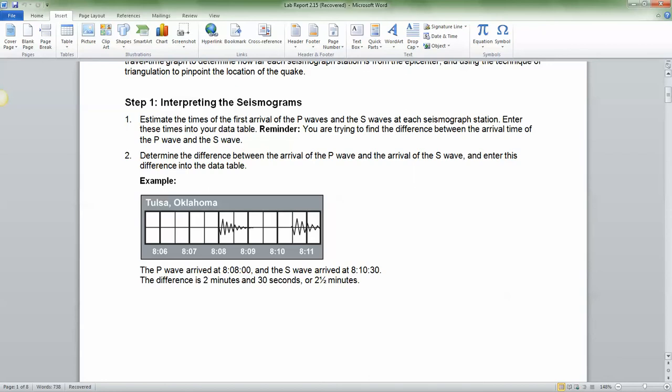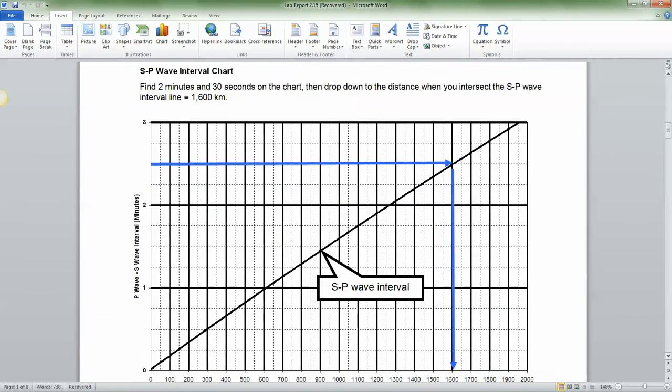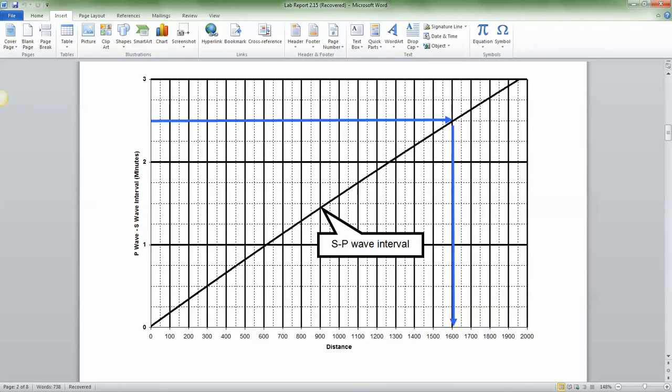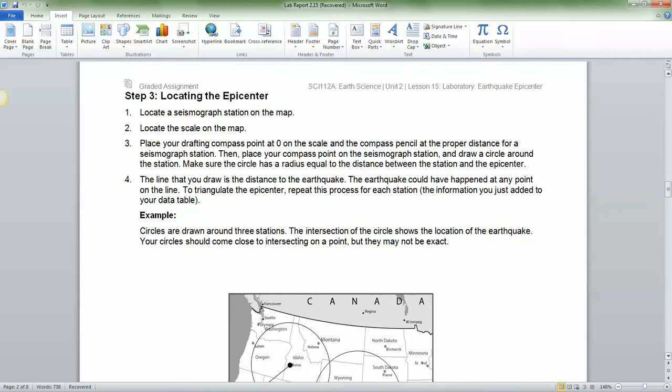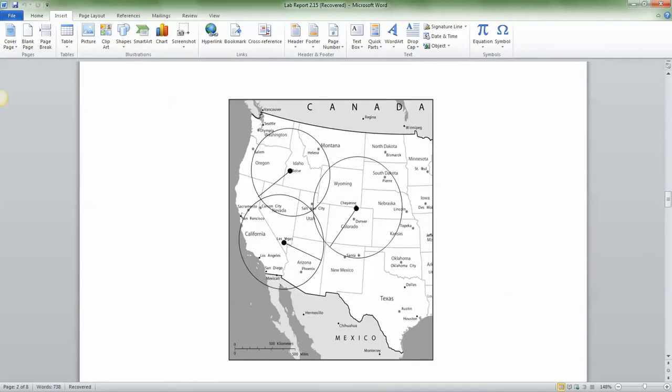The second part of the lab is you're going to use the difference in those two times to put on the y-axis of this graph, which is the S&P wave interval graph. You're going to use those times to locate the distance of the seismogram from the earthquake's epicenter. The third part of the lab is using those distances to draw on a map of a portion of the United States the radius of three different circles and finding out where those three circles intersect, and that point is going to be where your epicenter is located.